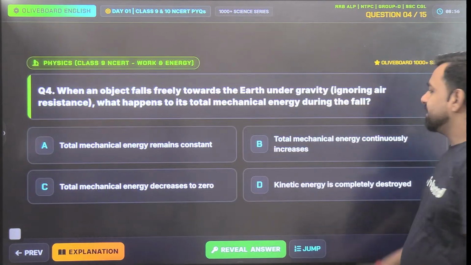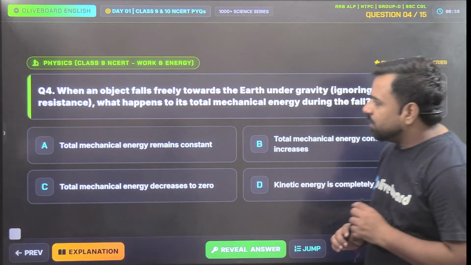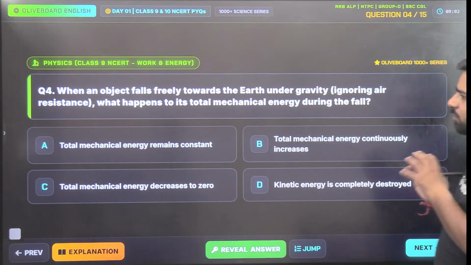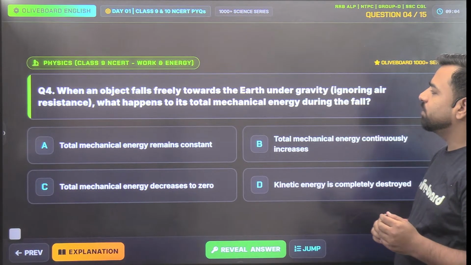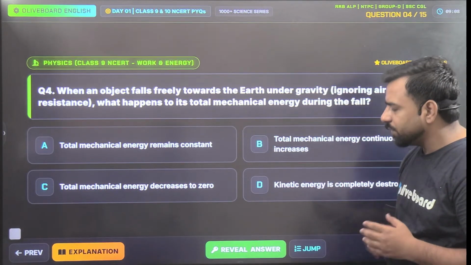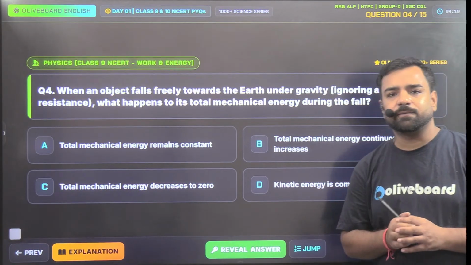Next. Next is: when an object falls freely towards the earth under gravity, ignoring air resistance, what happens to its total mechanical energy during the fall? So you have four options. Tell me what should be the correct answer.